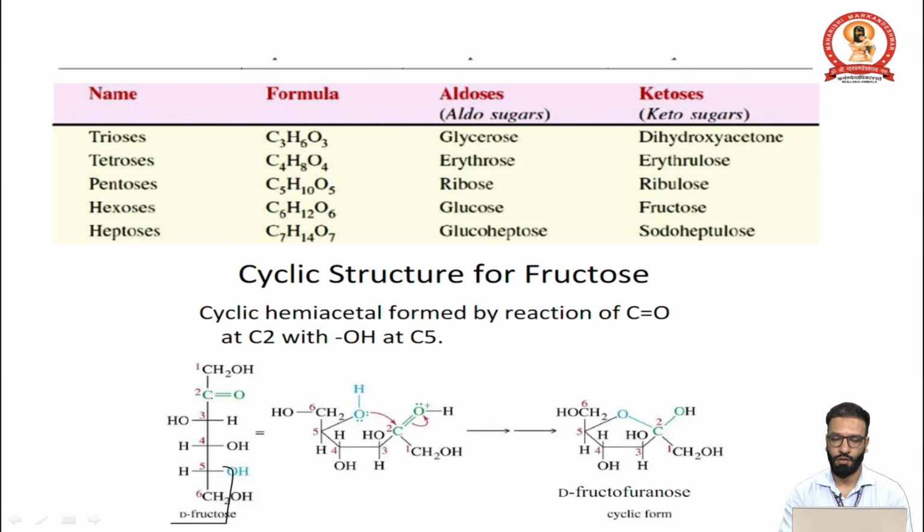Here we can see the lone pairs on the oxygen acting as a nucleophile, attacking this carbon, and this cyclic form of the sugar moiety is formed. For example, here it is shown as glucose, and fructose, the cyclic form of fructose.